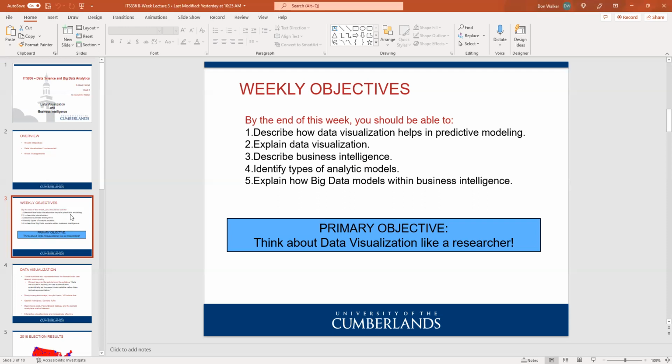Again, identify types of analytic models. There's some of that in the reading that you're doing this weekend, but we're not really talking about any of that. But an analytic model can be anything from a simple Pearson's correlation line of best fit, where you can see as the X increases what happens to the Y. That's a simple analytical model.